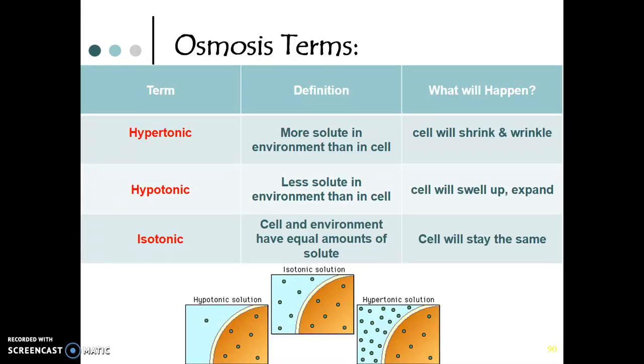So a hypertonic solution has more solute in the environment than in the cell. What happens is, since there's a whole bunch of solute outside and only a little inside, the water is going to rush out of the cell, and the cell is going to shrink, and it's going to wrinkle and shrivel up.